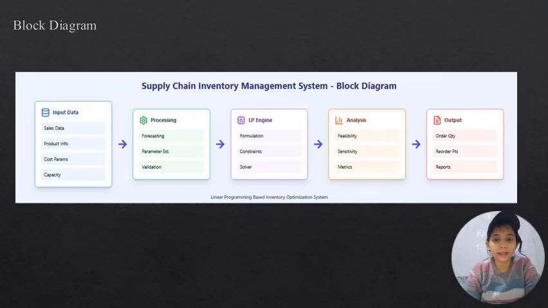Well, in this slide, I want to show you my block diagram. This block diagram shows how the supply chain inventory management system works end to end. We start with collecting sales, product, cost, and capacity data. The data is processed through forecasting and validation, then fed into a linear programming engine that formulates and solves the optimization model. The results are analyzed for feasibility and sensitivity. Finally, the system outputs optimal order quantities, reorder points, and reports to support decision making.